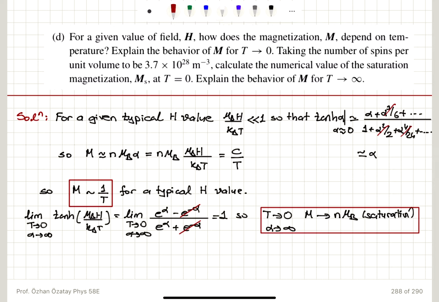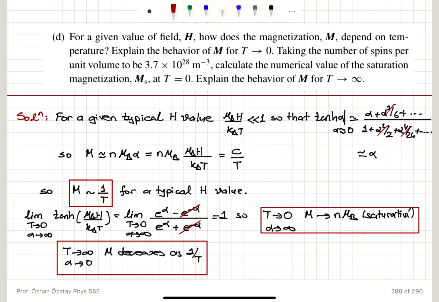All right. Now the other question is, what happens as T approaches infinity? Well, you can see here, as T approaches infinity, that is, as alpha approaches 0, M decreases as 1 over T. So that's what we have found in our analysis here when alpha approaches 0. So this is the behavior for high temperature.